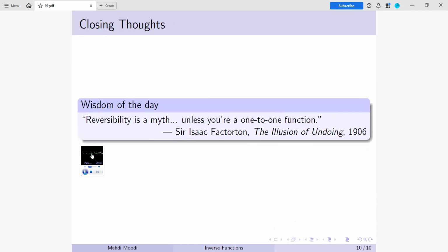In 1906, Sir Isaac Factorton was asked whether life had an inverse function, whether one could simply undo bad decisions and return to a previous self. He chuckled, took a sip of his cold coffee, and said, "Reversibility is a myth, unless you're a one-to-one function." The class laughed. He continued, "I have never seen anyone get away with a bad decision simply by swapping variables or even restricting the domain."